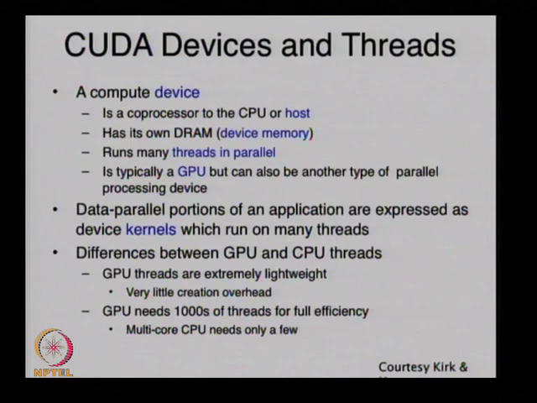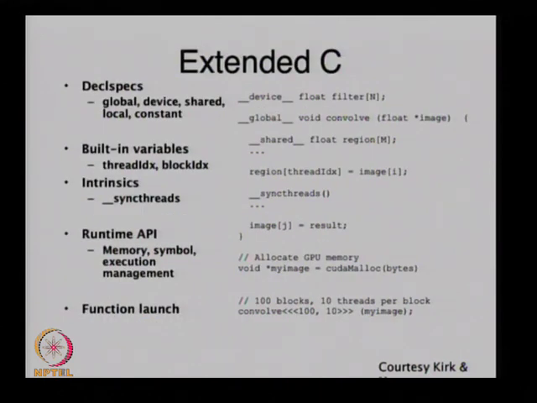And here is a quick glimpse into the changes to C that CUDA introduces. Okay, there are function type specifiers. This is called declaration specifications. A function can be global, device, and so on. Actually, a piece of memory can be global, device, shared, local, and constant.